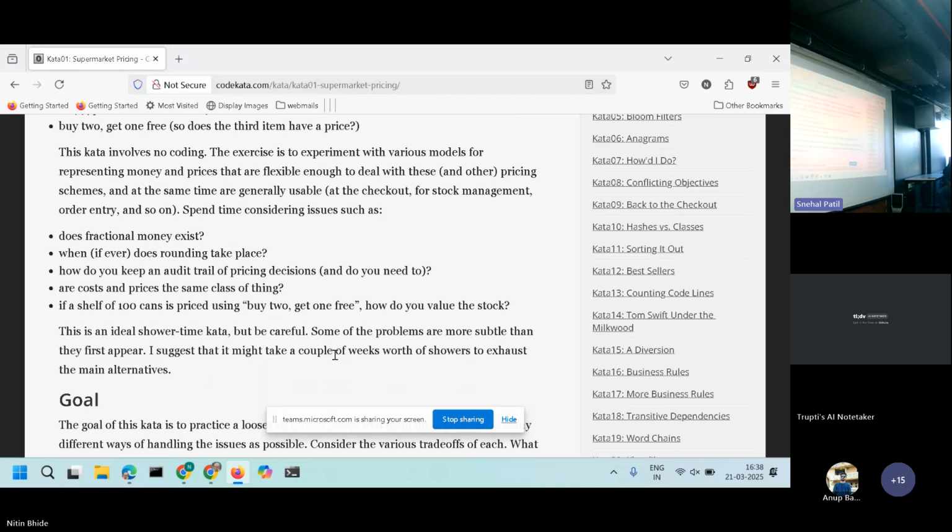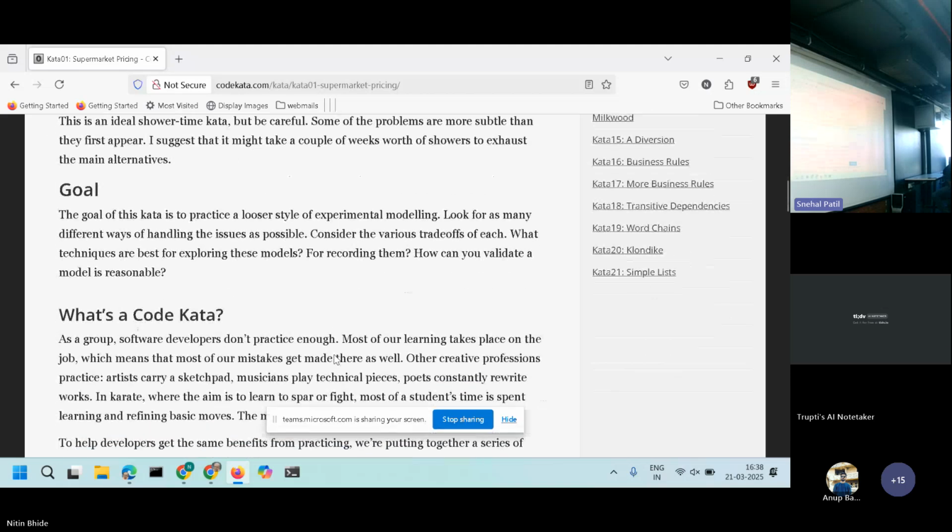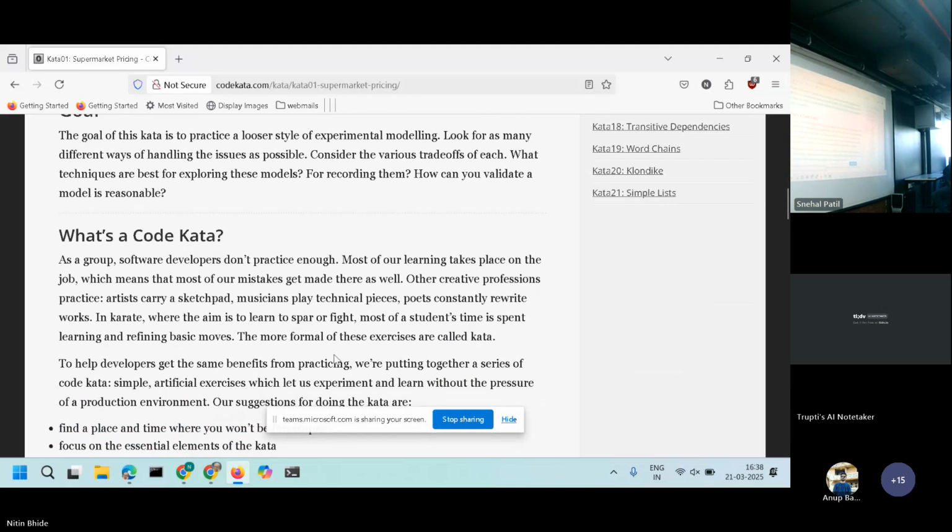Is the cost and the price the same class of thing? If a shelf of 100 cans is priced using buy 2 get 1 free, how do you value the stock? This is an ideal shorthand, but be careful. Some of the problems are more subtle than they first appear. The goal of the kata is to practice a style of experimental modeling or design. Look for as many different ways of handling issues as possible. Consider various trade-offs of each. What techniques are best for exploring and recording a model? How do you validate that a model is reasonable or not?